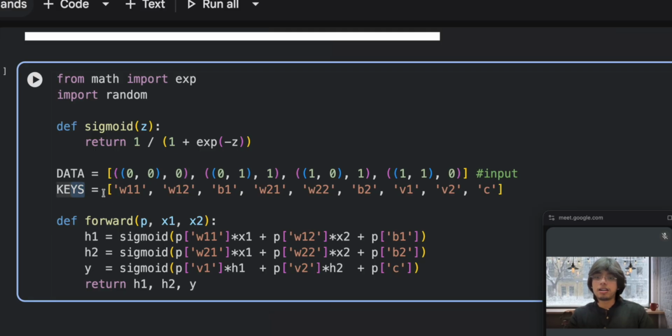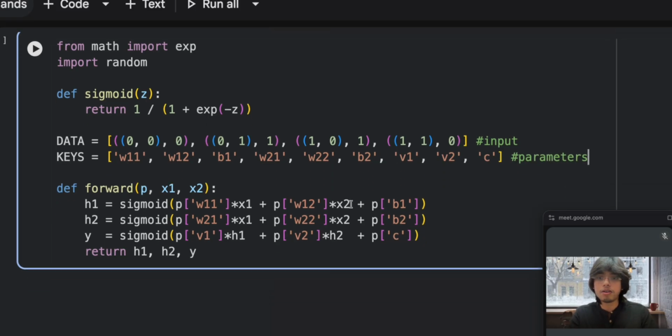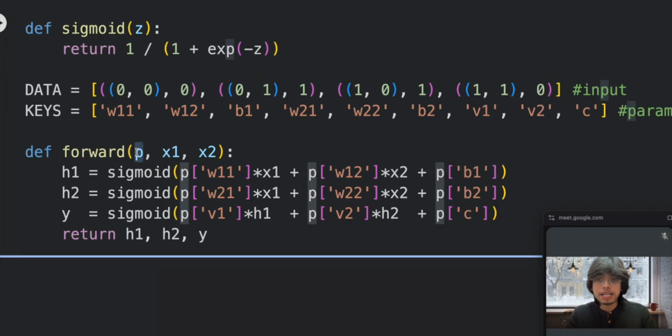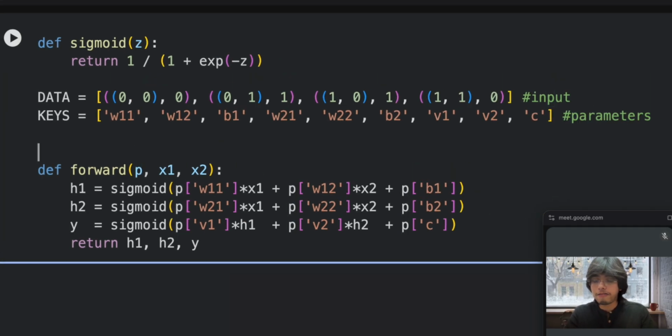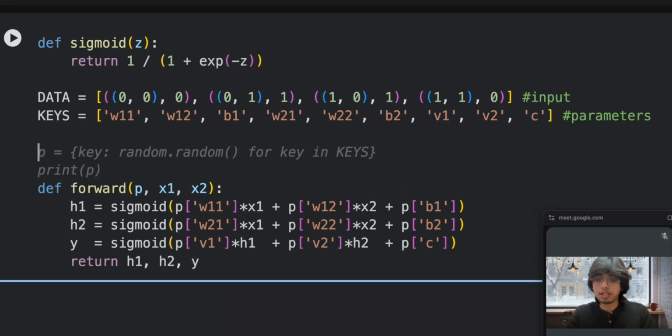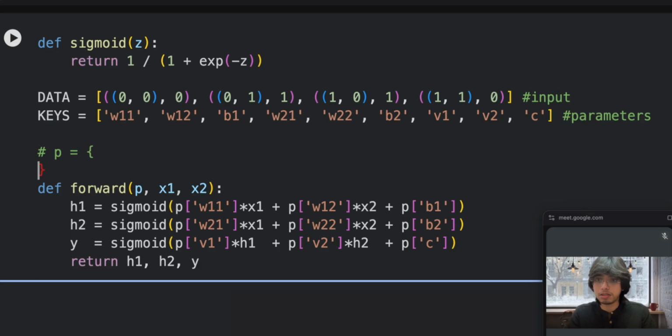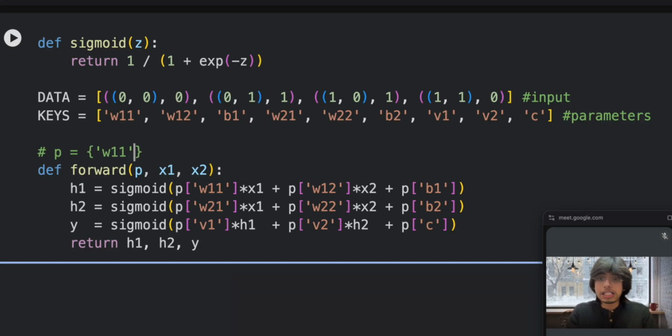Now I hope you can recognize these variables. These are nothing but the parameters of our network. Here I'm writing the forward pass. First of all, I'm receiving p as one of the parameters in my function. P stands for our parameters. Imagine this as a Python dictionary where the keys are the weights and biases, and the value is going to be, let's say, a random value like 0.3. Similarly, we'll have all the keys of all the weights and biases.